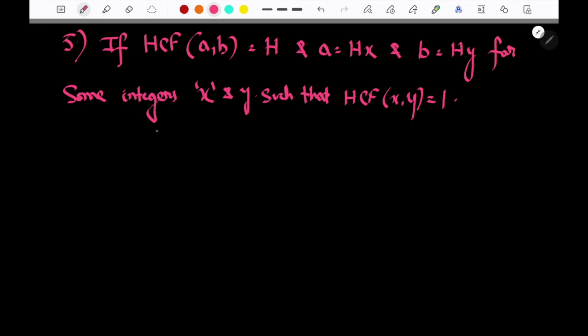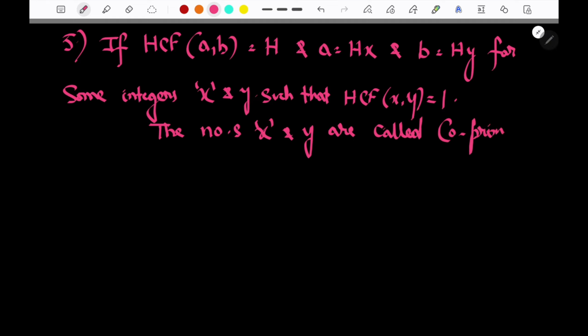Then the numbers X and Y are called coprime. Now this is true. That is the meaning of coprime. Two numbers are said to be coprime if one is the only common factor between them, and that is true. So do we require to prove it? We don't need to prove it.